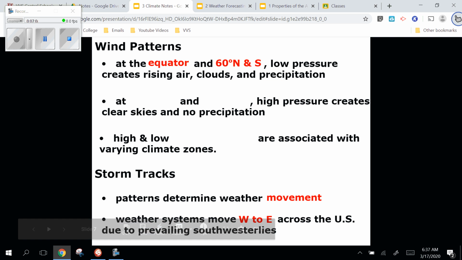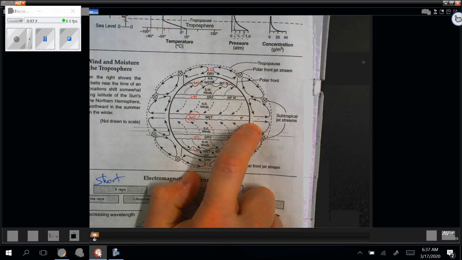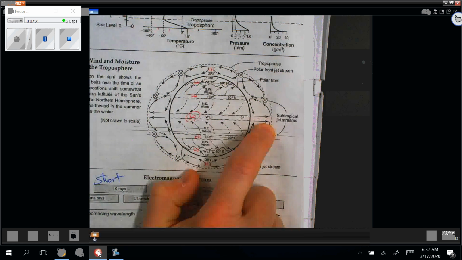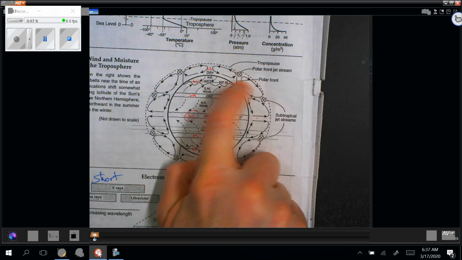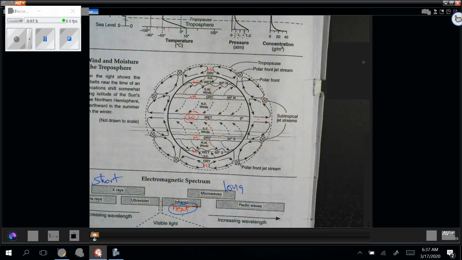We can see that on this little map here. At the equator, you look over here, the arrows are moving off the surface, away from the surface, so the air is rising. And at 60, right here, you can see these arrows also are moving up off the surface. Because of that, those areas tend to be wetter.